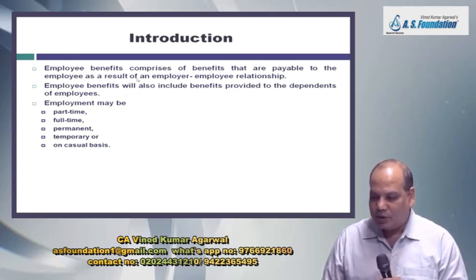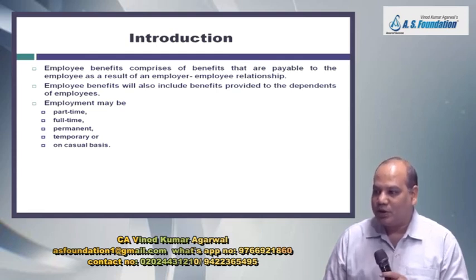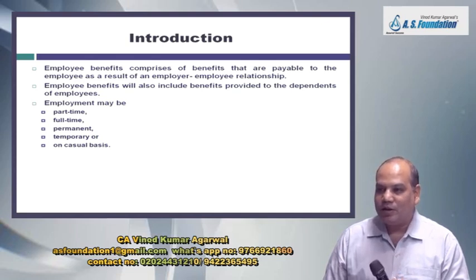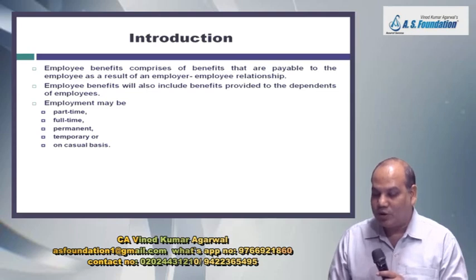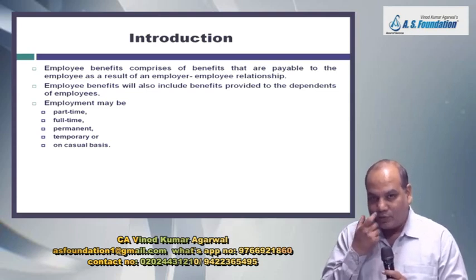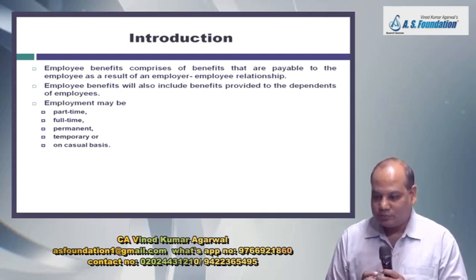This standard is important because companies spend huge amount of money on employee benefits. Employees are given wages, salary, bonus, then provident fund, gratuity, leave encashment, pension, medical care, insurance, and so many other benefits, non-monetary benefits. How to do accounting of all these different types of employee benefits?